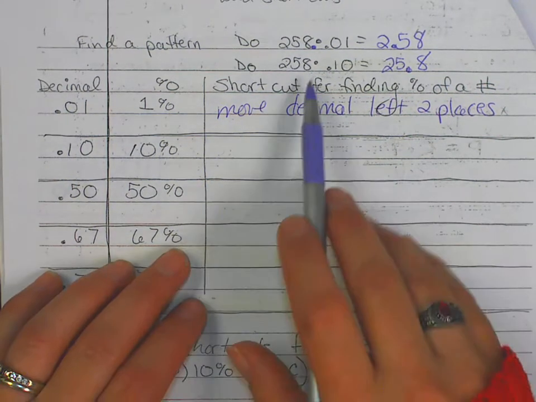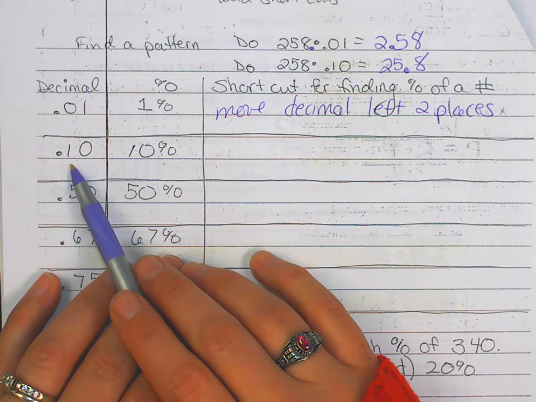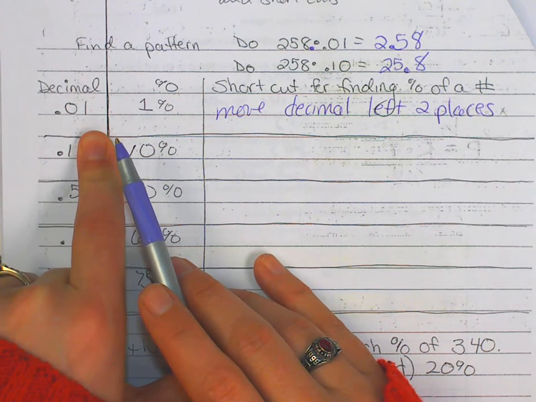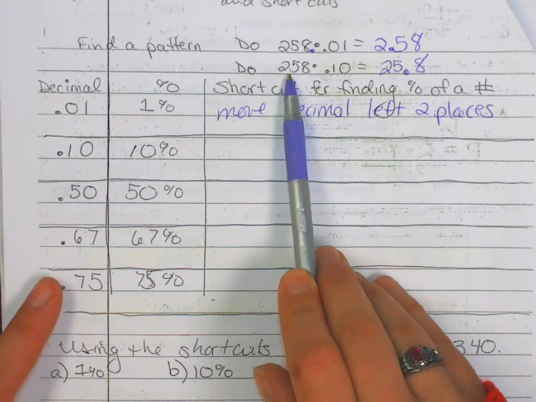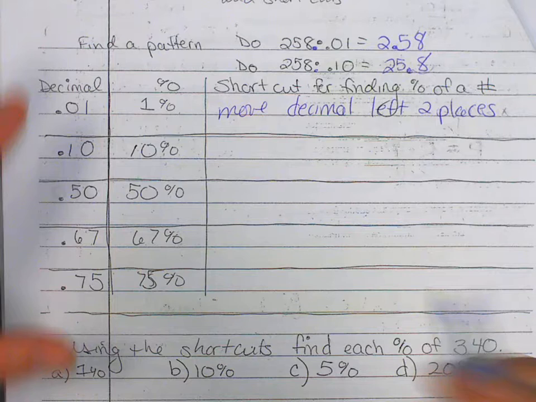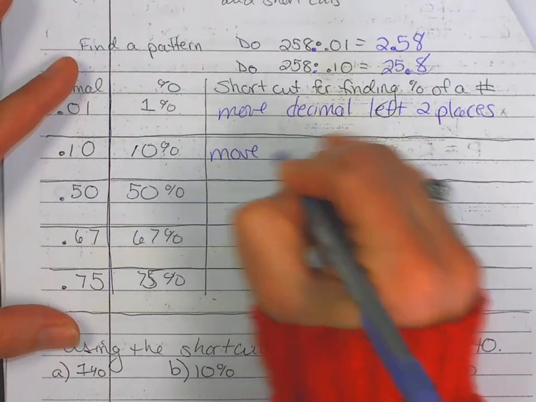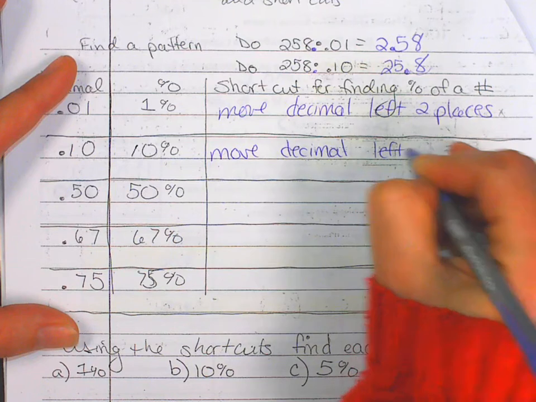Okay, 10%, otherwise known as 0.10 as a decimal, or 0.1, same deal. Takes 258, where the decimal is at the end, and moves it to the left 1 place. Move the decimal left 1 place.